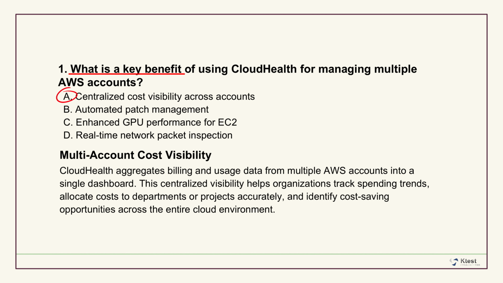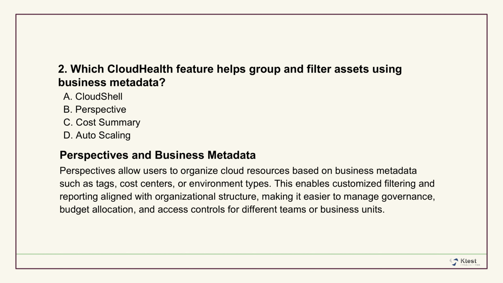Okay, that makes total sense. See everything first. But then once you can see it all, how do you organize it? You've got all these resources, EC2, S3, databases. How do you group them in ways that actually mean something to the business? Like, by team or project? For that, the source points directly to a feature called perspectives. Perspectives, okay.